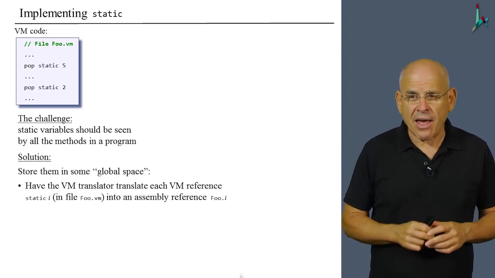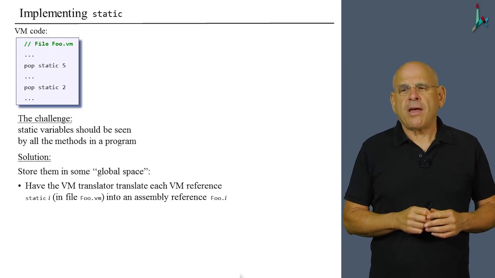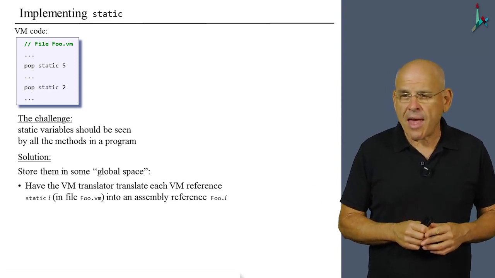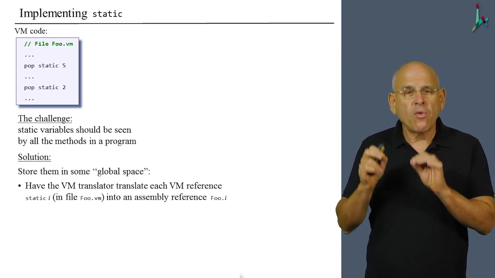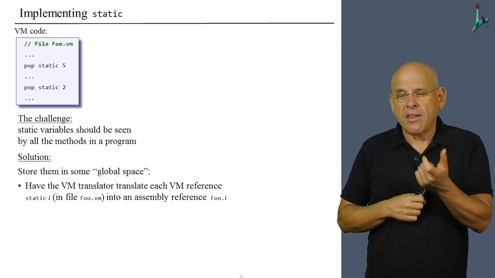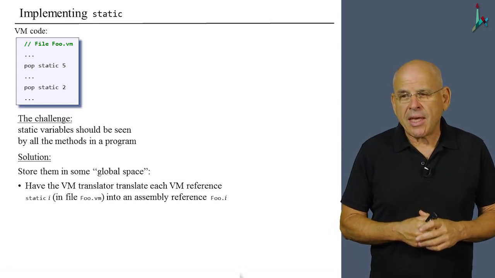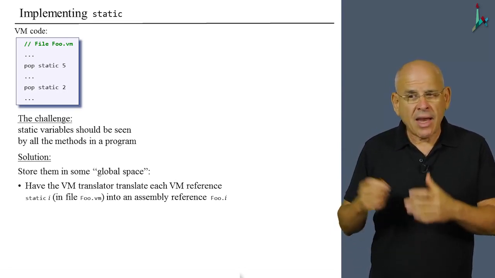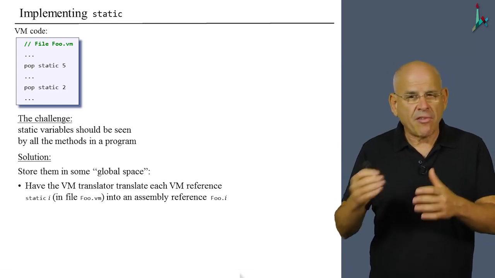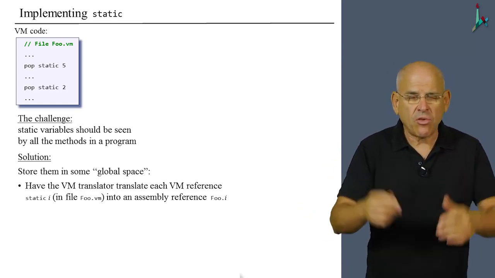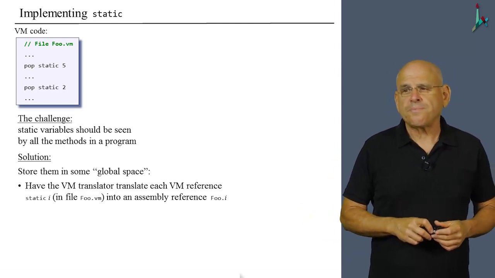So the decision that we undertook is to have the VM translator translate each reference to static i in some VM file Foo.vm into the assembly reference Foo.i. So Foo, the prefix of this label, is the name of the file, and i is the index which is taken from the VM command. Static 5, i equals 5. Static 2, i equals 2.